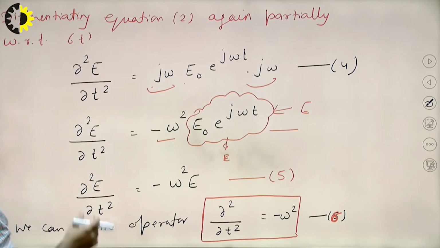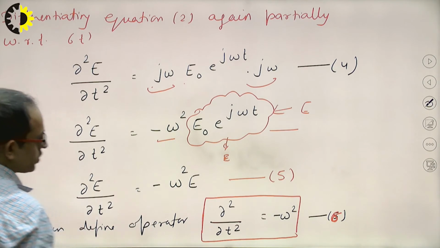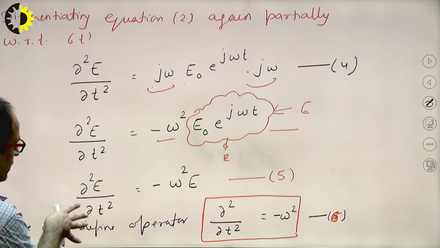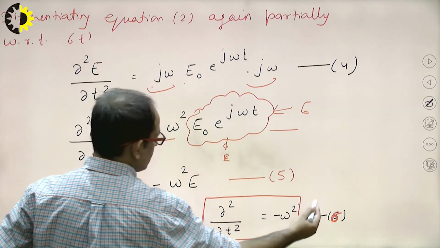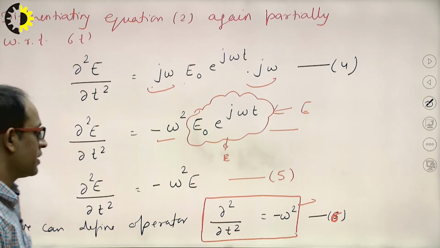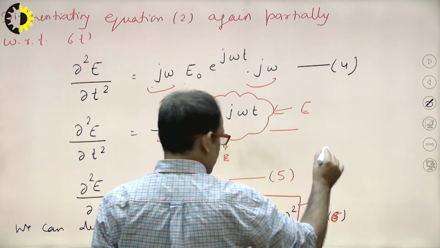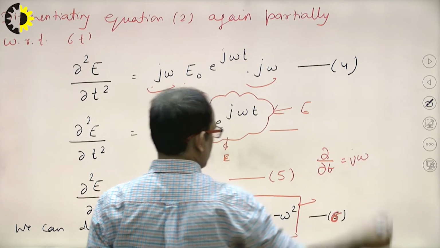Now see, just put this value: del square E by del t square equal to minus omega square E. You will see that here del square E by del t square will be equal to minus omega square. So I can define the operator del by del t, which is equal to j omega.